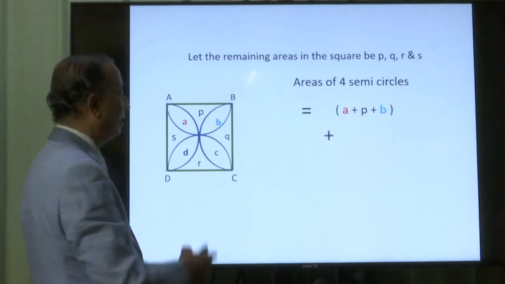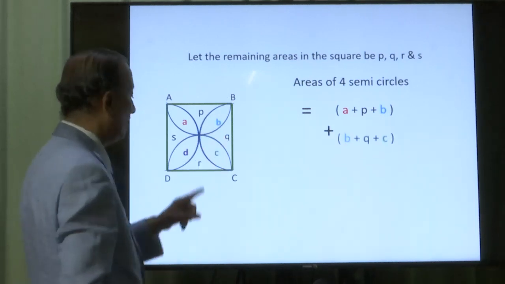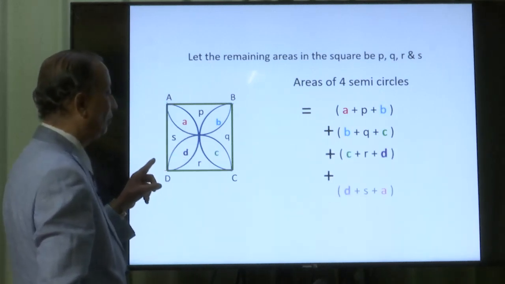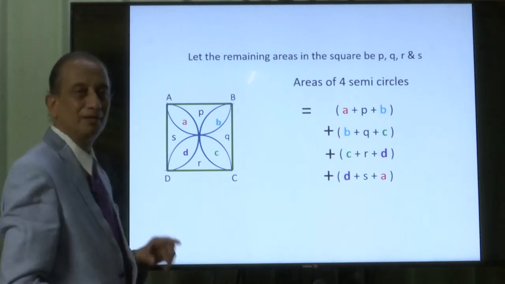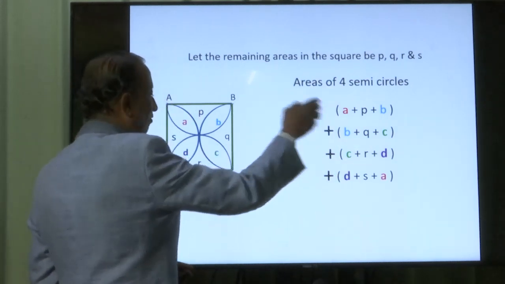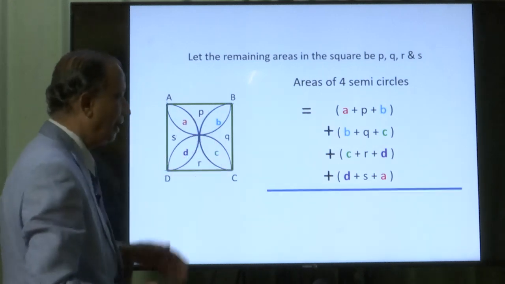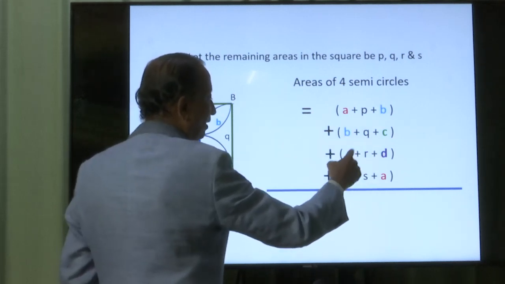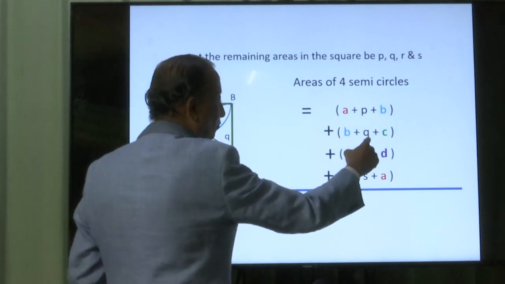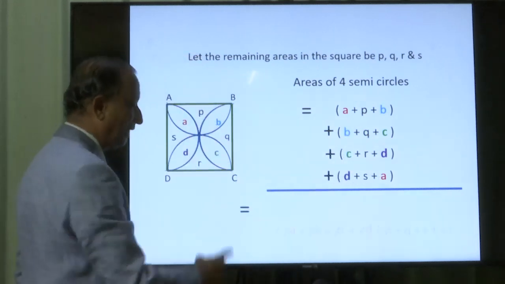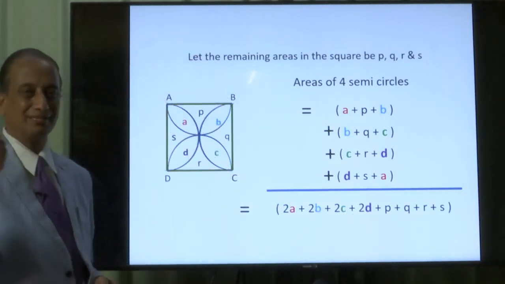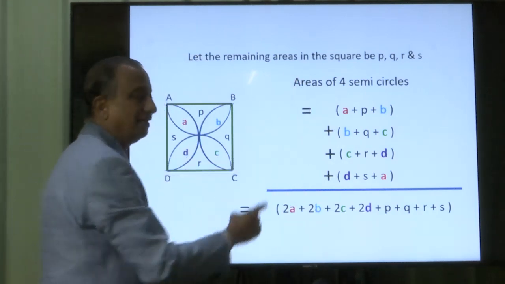If you take this semicircle, it is B plus Q plus C, and the area of this is equal to D plus R plus C, and the area of this is equal to D plus S plus A. Now let us add all the four semicircle areas. A plus A is 2A, B plus B is 2B, C plus C is 2C and D plus D is 2D. P, Q, R, S appear only once, therefore it is equal to 2A plus 2B plus 2C plus 2D plus P plus Q plus R plus S. This is the sum of the areas of the four semicircles. Let us keep it on one side.